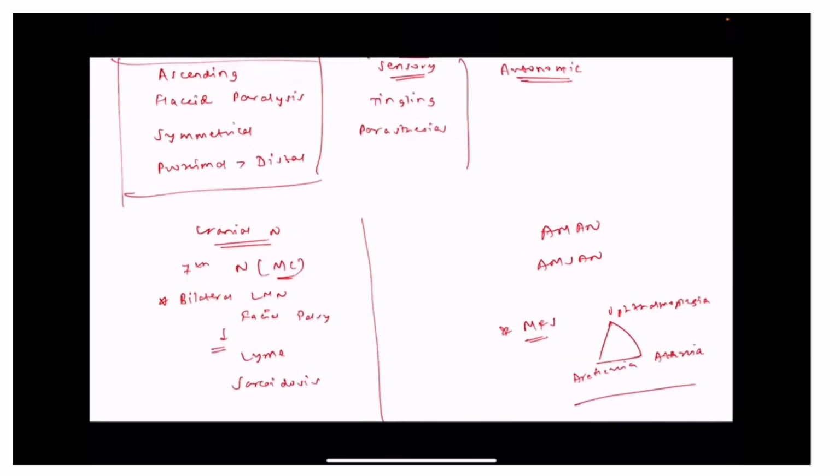So it is very easy. You just have to remember these parts. It is an ascending kind of flaccid paralysis, symmetrical weakness usually of the limbs, where proximal more than distal involvement of the muscles is there. Sensory: the patient can have tingling paresthesias. Autonomic involvement can be there.